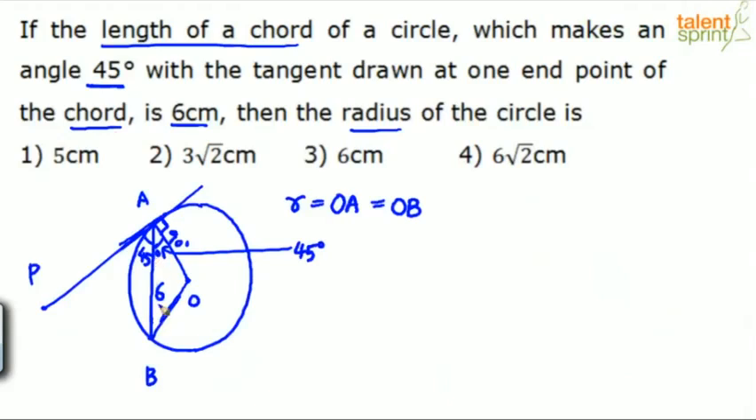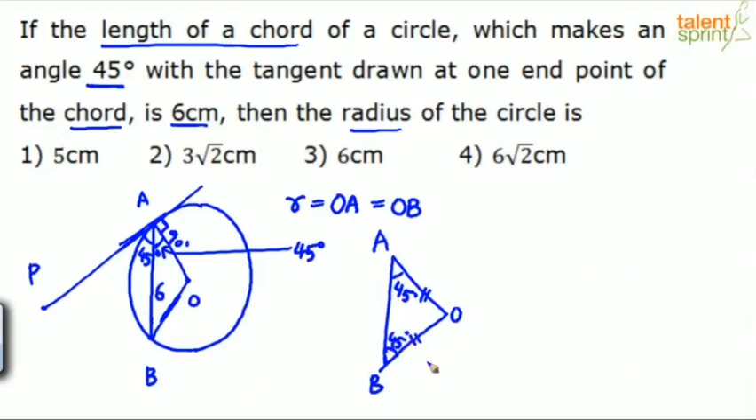Now remember, in triangle OAB, this is A, O, and B. We know that angle OAB is 45 degrees. We also know that OA is equal to OB. Why? Both OA and OB represent the radius of the circle. So basically, this is an isosceles triangle. If this is an isosceles triangle, angle A is 45, then angle B should also be 45.